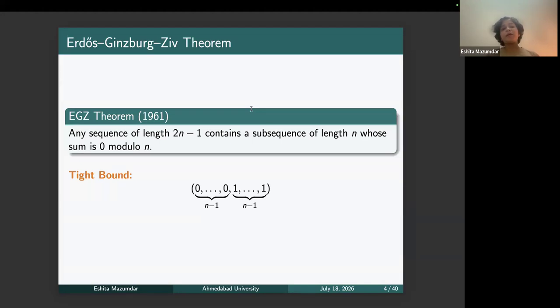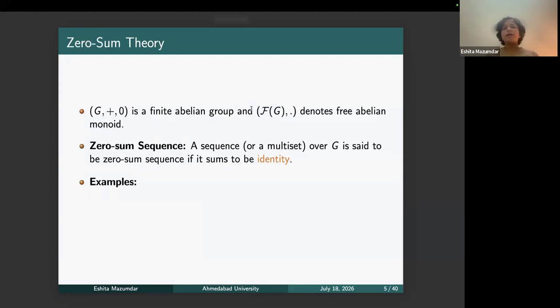Let me introduce zero-sum theory in a general setup. So far I was talking about the integers. From now on, I will consider finite abelian groups. The structure imposed on it is additive, with 0 being the identity element of the group. I'm taking F(G), the free abelian monoid, and writing the elements in multiplicative notation. So when I say a sequence, it means an element of F(G), a multiset over G.